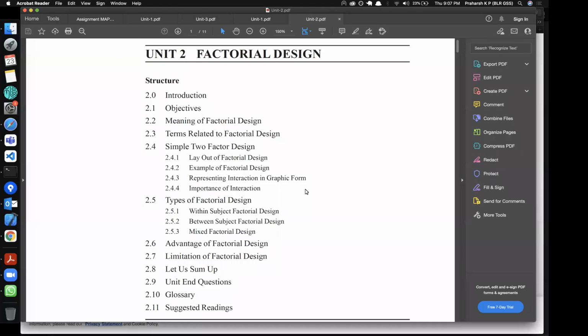Good evening, guys. So today's topic, as you know, is factorial design. We have just completed the single factor design, where we only study the result of a single factor, a single input variable, and we measure the output variable.